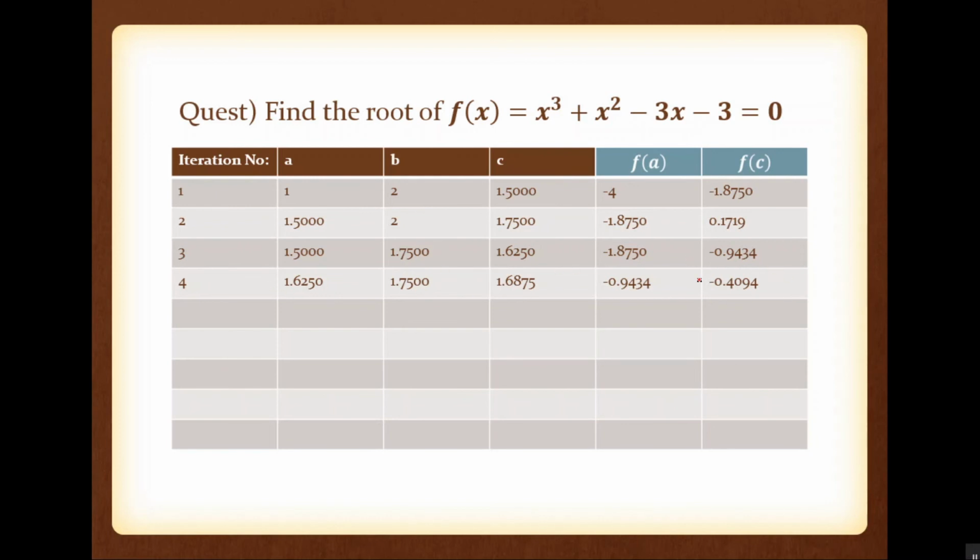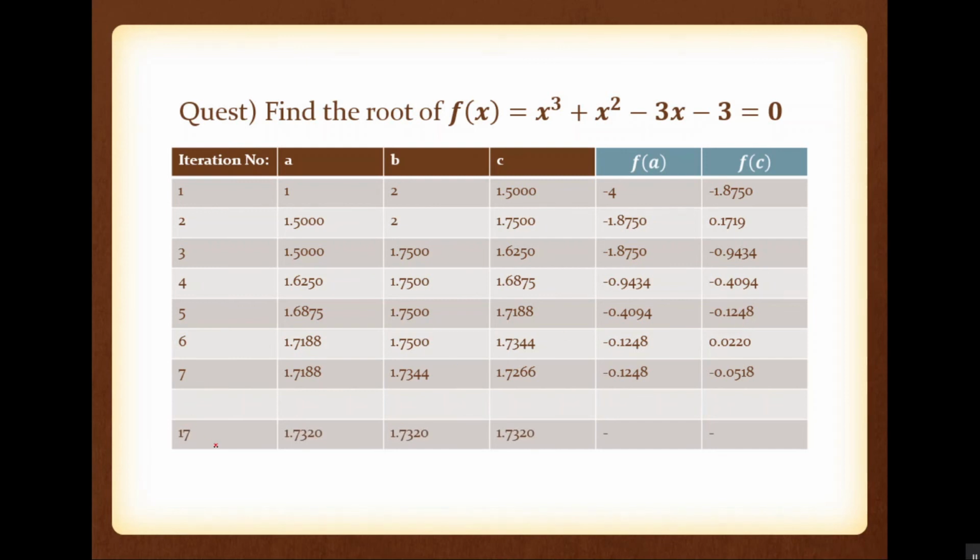So I am going to show the final answer. After the 17th iteration you have 1.732. So how did I stop this iteration? You can see that a, b and c are all the same.